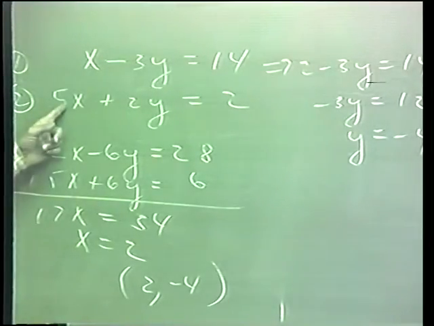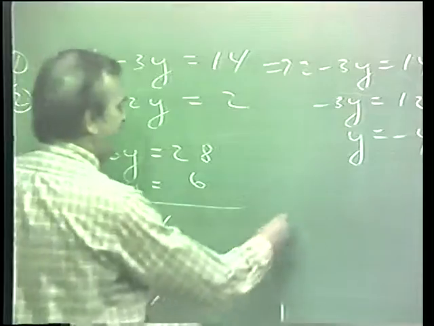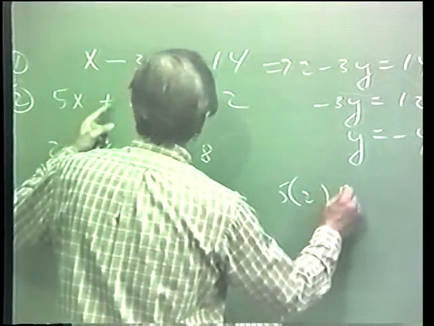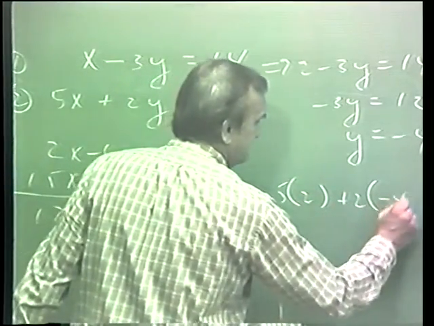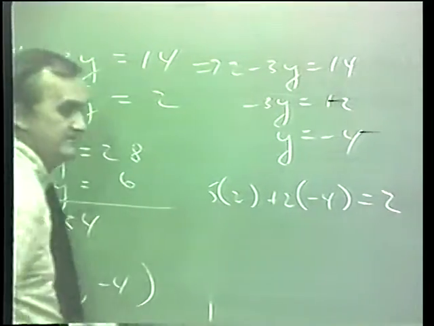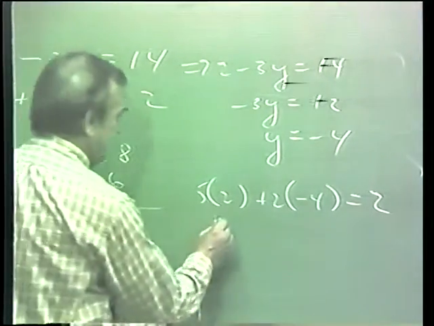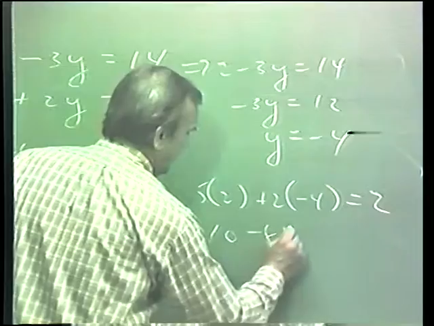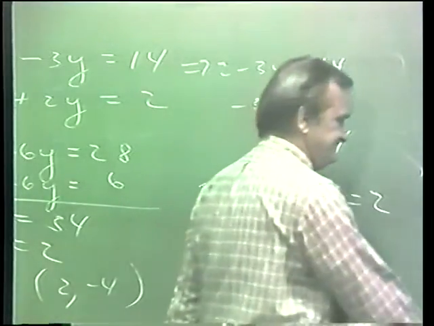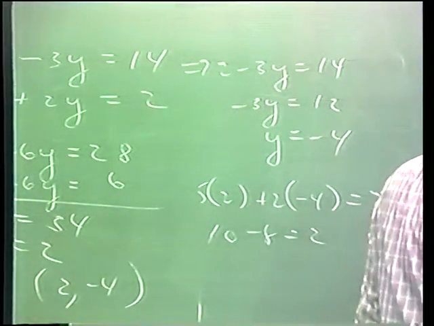Check it in the second equation. It says 5 times x plus 2 times y better equal 2. Well, 5 times 2 is 10. That's a negative 8, and that does equal 2. Okay?